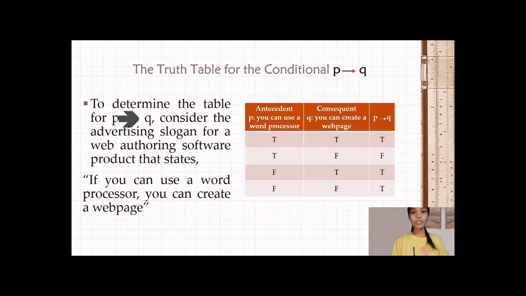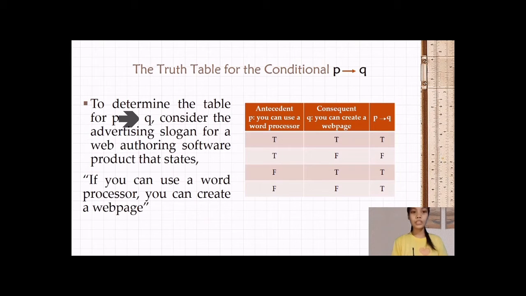Now, let's go to the truth table for the conditional P and Q. To determine the table for P and Q, consider the advertising slogan for a web authoring software product that states, if you can use a word processor, you can create a web page. This slogan is an example of a conditional statement. The antecedent is P, you can use a word processor, and the consequent is Q, you can create a web page.